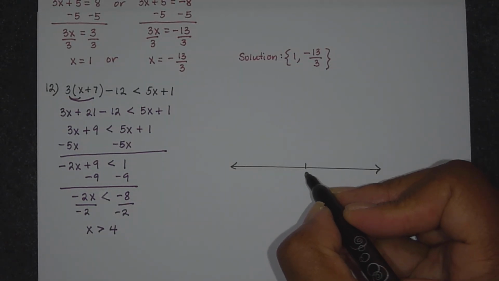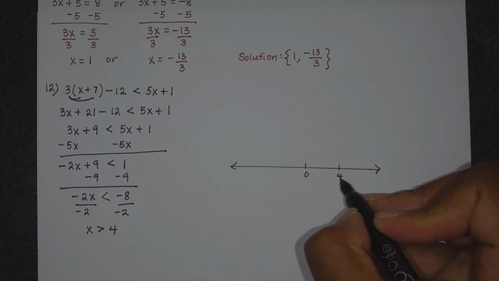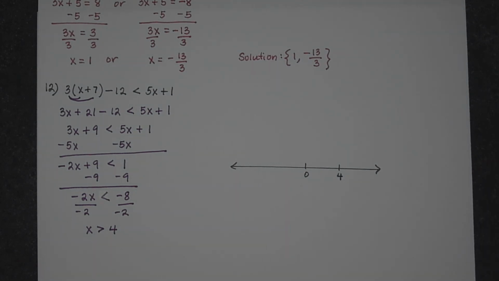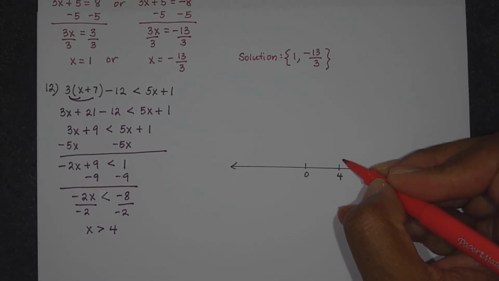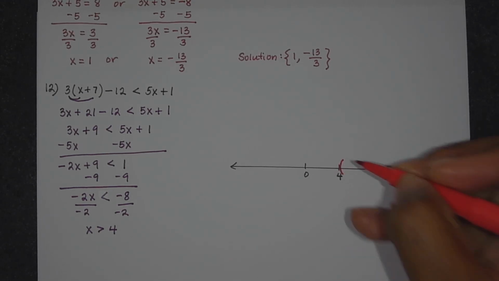Let's see, I put 0 here. Now I put 4 there. Now at 4, do I need a bracket or parentheses? Parentheses, because 4 is not included. So I use a parentheses at 4.